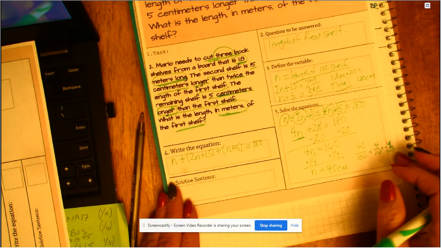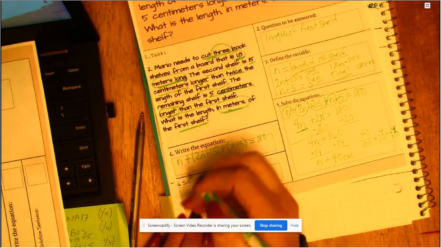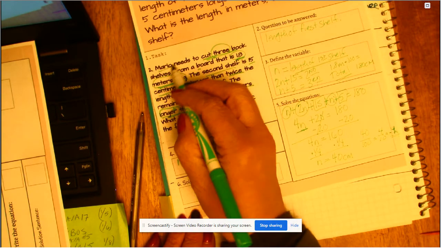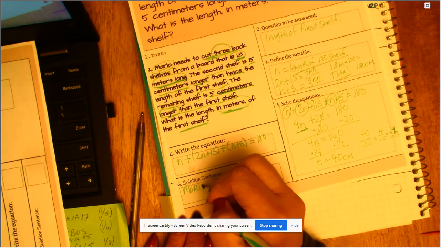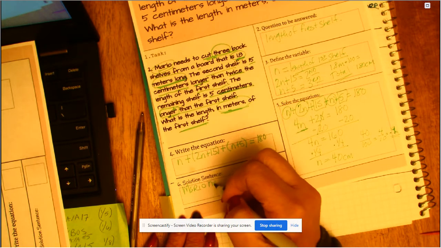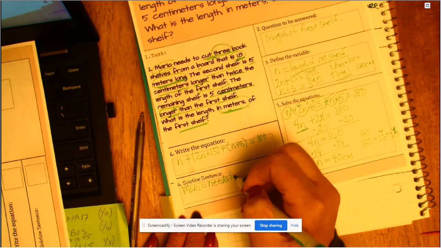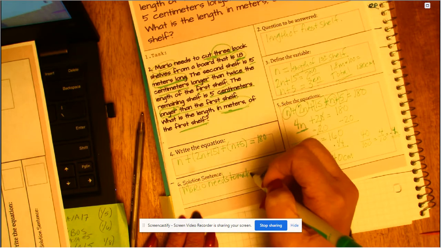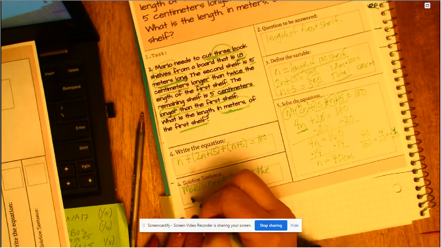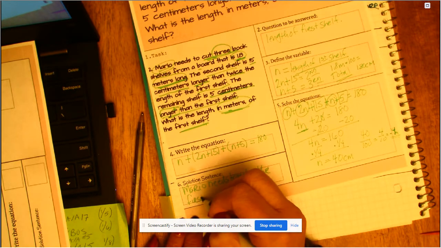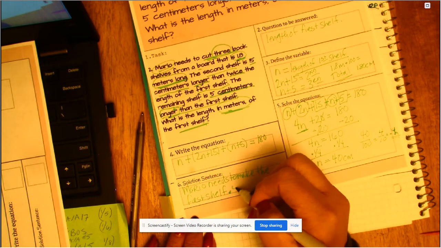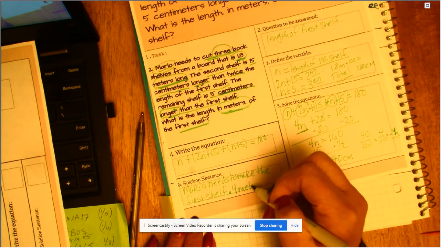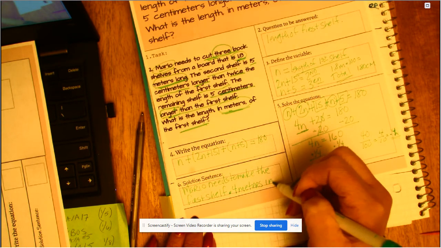So what is the length in meters of the first shelf? Mario, because remember, I want to talk about who, what, when, where when I write my sentence. Mario needs to make the first shelf 0.4 meters in length.